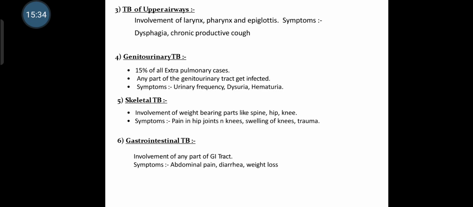Then skeletal tuberculosis, it is associated with the skeletal muscles and bones. So there is involvement of weight bearing parts like the spine, hip, and knee. Symptoms include pain in the hip joints and knees, swelling of the knees, and trauma. This is because of tubercular infections in the skeletal system. Then gastrointestinal tuberculosis, the name itself indicates it is associated with the gastrointestinal tract, that is, any part of it. Signs and symptoms include abdominal pain, diarrhea, as well as weight loss.